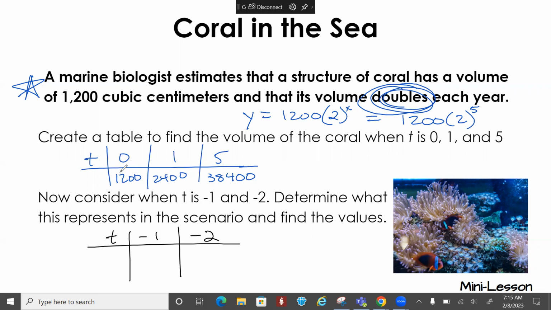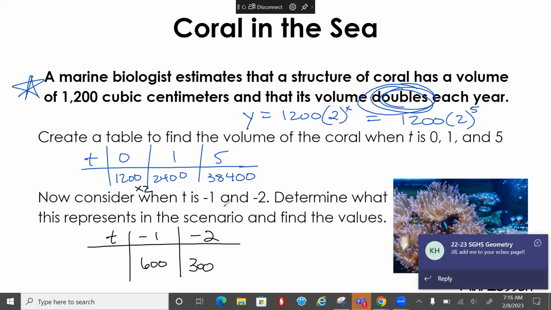I'd start at 1,200, and we know that -1 is 1 backwards, right? So what would I do to 1,200? Okay, so this way we multiplied by 2, right? What are we going to do going backwards? There we go. Okay, divide by 2 for that 1,200. What's 1,200 divided by 2? 600. Now we're going to go back one more time. So what are we going to do? Divide by 2. What's 600 divided by 2? 300. Okay? Does that make sense?